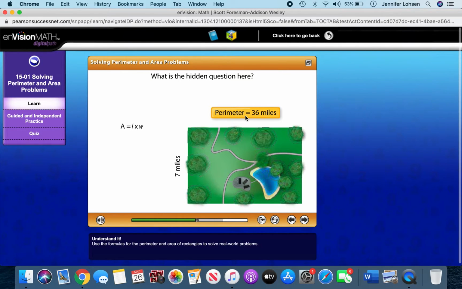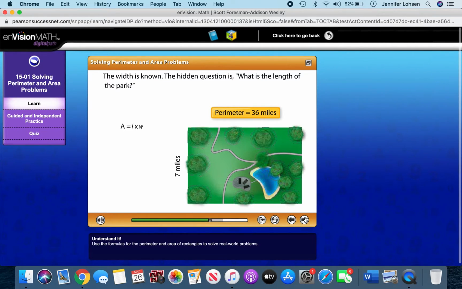So if our perimeter is 36 miles, that means 7 plus 7, which is 7 times 2, is 14. So these two sides combined would be 14. To figure out what the other sides are, we only really need to figure out what one side is. We would do 36 minus 14, which gives us 22. Then 22 divided by 2, because we have two sides, would give us the length of one side. And if we added 7 plus 7 plus 11 plus 11, that should equal 36.